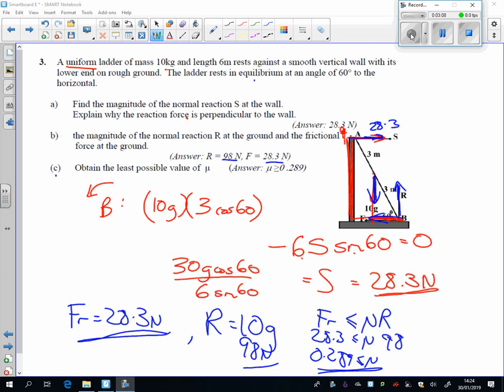So the ladder one, if you copied what you've done in your notes, shouldn't be too bad.